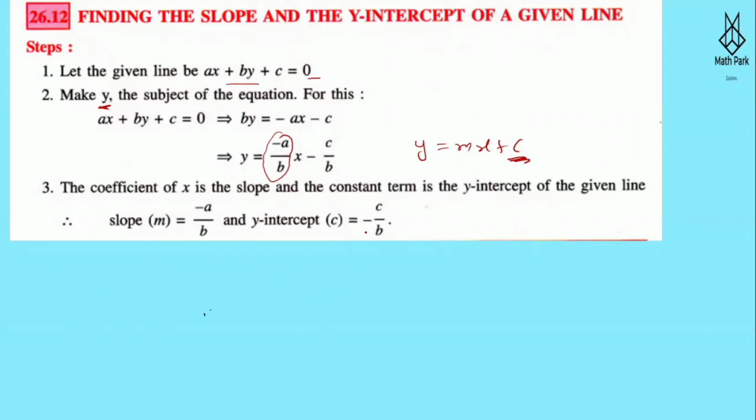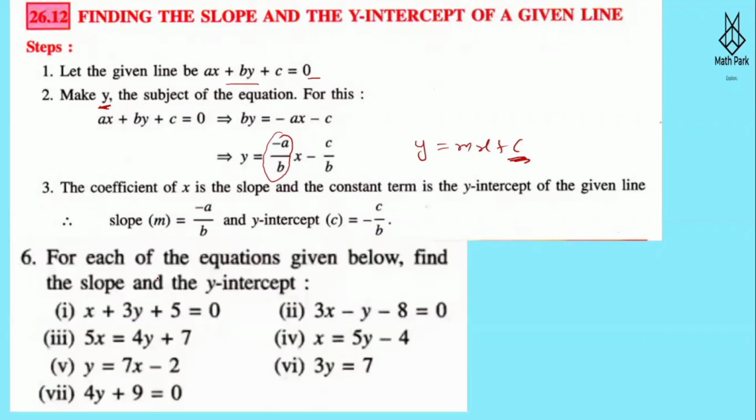So let us start solving the problems here. For each of the equations given below, find the slope and the y-intercept. The first one we are doing here: x plus 3y plus 5 is equal to 0. Let us keep 3y here, and the rest all will shift to this side. So 3y is equal to, x goes here, it becomes minus x, 5 goes there, it becomes minus 5. So y is equal to minus x by 3 minus 5 by 3.